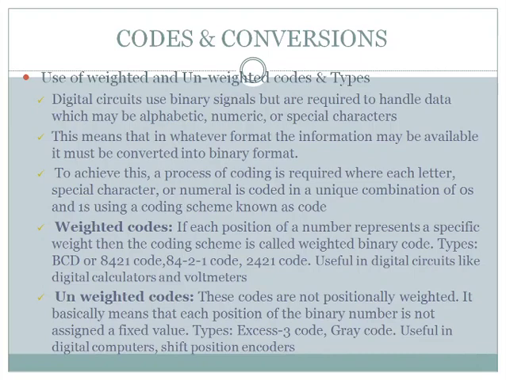It is called unweighted codes. Here, these codes are not positionally weighted. So basically, they are obtained with a different method. And among unweighted codes, we have seen in detail XS3 code and gray code. Basically, these codes are useful in digital computers and shaft position encoders.